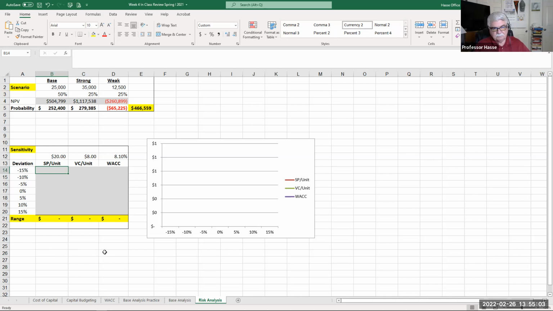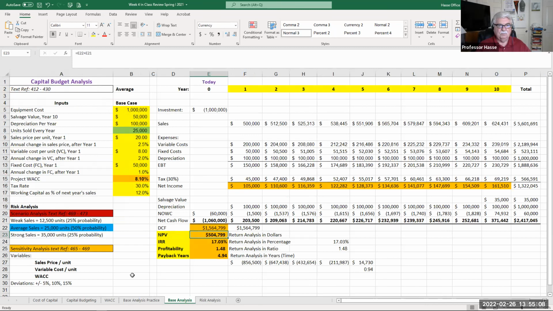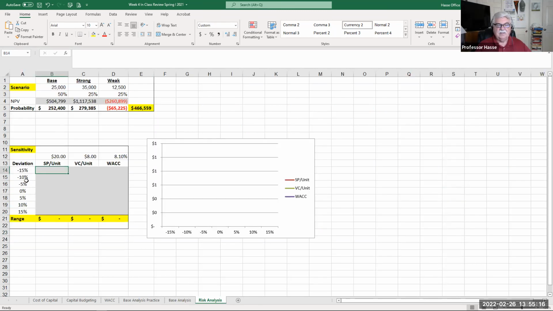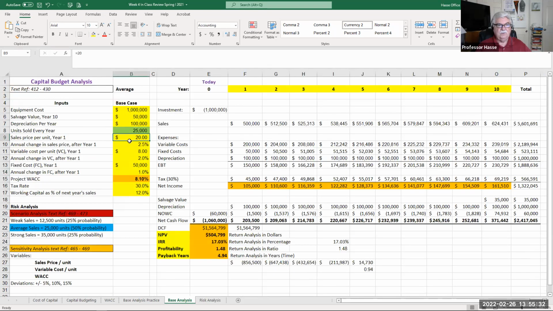So let's start. We go back to our base analysis here. And again, the original plan was the selling price was $20 a unit. All right. Well, now let's change the selling price per unit and lower it by minus 15%. Let's sell it for less, a reduction of 15% in our selling price at $20 a unit. Notice I'm not going to change any other variables. I'm just going to change the selling price. So I go to the selling price, $20. I put in equals times 0.85.